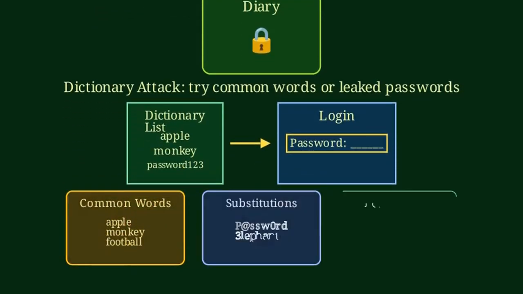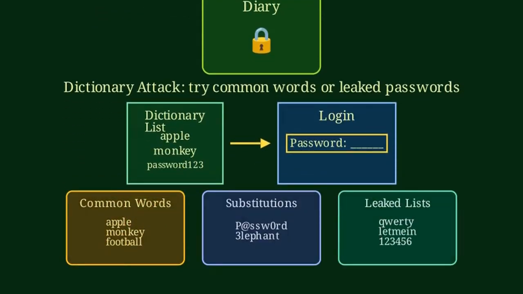Let's see a few examples of dictionary attacks. First, common words like apple or football. Second, common substitutions like $ sign as S, W0 or D. Third, hackers use leaked password lists from older hacks.